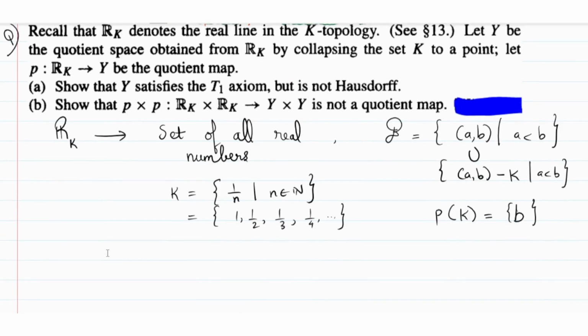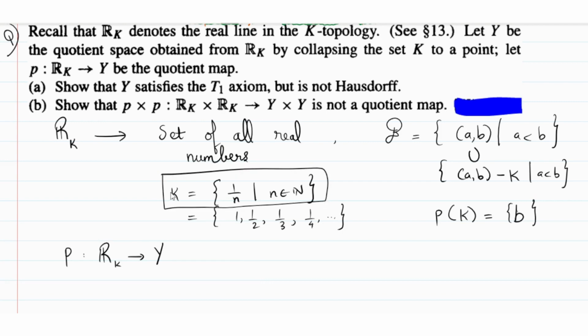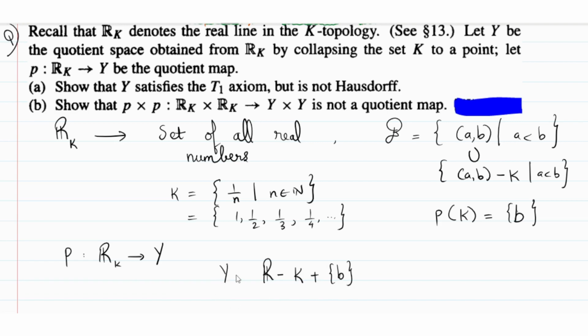So what is a quotient map? Let's quickly get through that. Let us take this example only. Rk to Y is a quotient map, and Y is the space of all real numbers where you remove the elements of K from R and add the element b. This is the set Y, speaking set-wise.